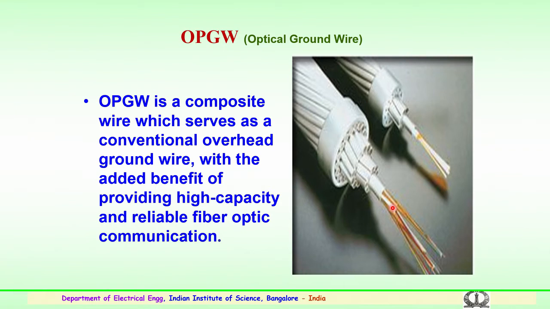So, optical fiber ground wire is a composite conductor which serves as a conventional overhead ground wire, with the added benefit of providing high capacity and reliable fiber optic communication. So, that is the importance of going in for optical ground wire. You can see the fiber optic link embedded into the overhead ground conductor, which will help in the communication of the data.